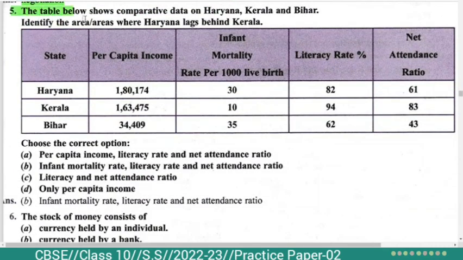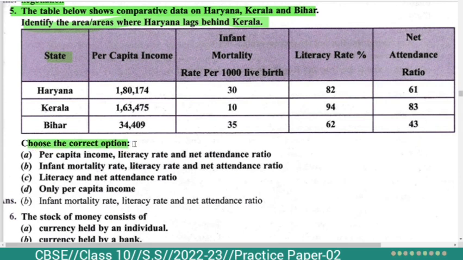Fifth question. The table below shows comparative data on Haryana, Kerala and Bihar. Identify the area or areas where Haryana lags behind Kerala. Here the table is given. States are Haryana, Kerala, Bihar. Per capita income of each state is given, and infant mortality rate, that is rate per 1000 live birth: Haryana is 30, Kerala is 10, Bihar is 35. And literacy rate: Haryana is 82, Kerala 94, Bihar 62. Net attendance ratio: 61, 83, 43.